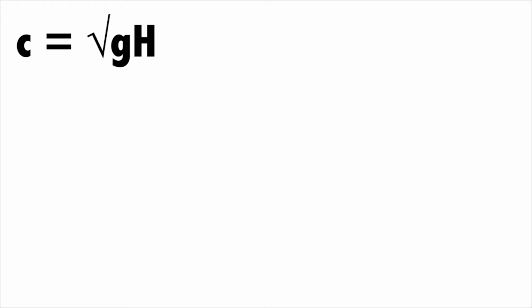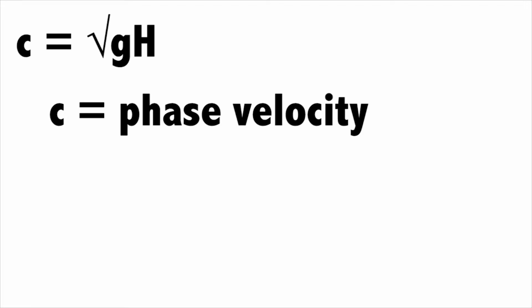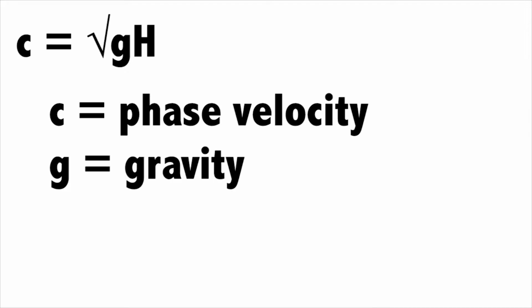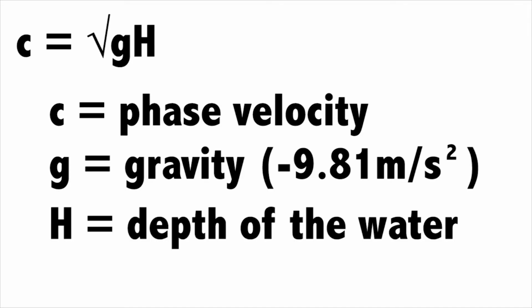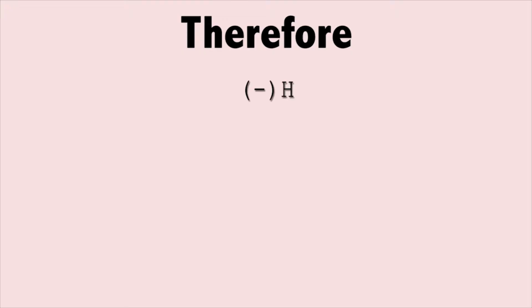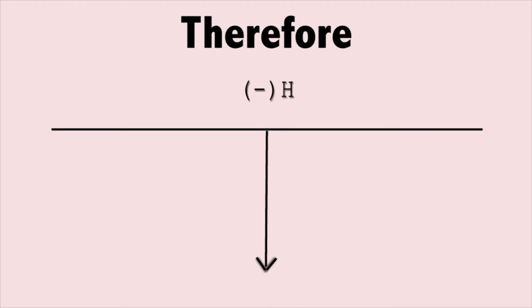In the formula, c represents the phase velocity, which is a fancy name for the velocity we calculated earlier. G is equal to gravity, which in this case is negative 9.81 meters per second squared, and h is the depth of the water from sea level. Therefore, h will always be negative as tsunamis are created by disturbances under the water.